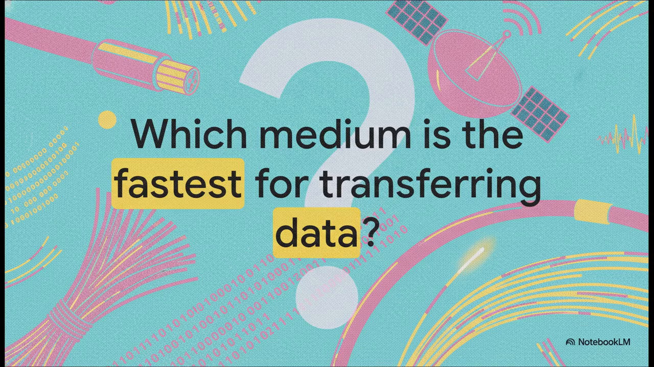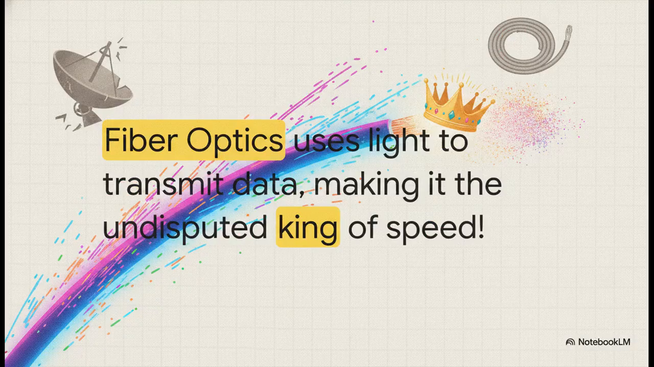Here's a classic networking trivia question that catches a lot of test takers off guard when they see options like coaxial cable, satellite, and twisted pair. What is the absolute fastest physical way to transfer data? Fiber optics takes the crown, no question. It easily beats out satellite and coaxial cables because it literally uses light to transmit data, making it the undisputed king of speed in these multiple-choice scenarios.